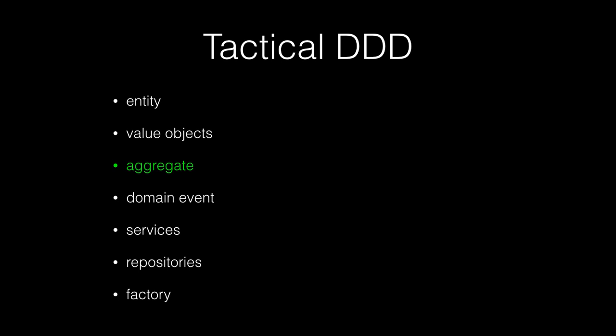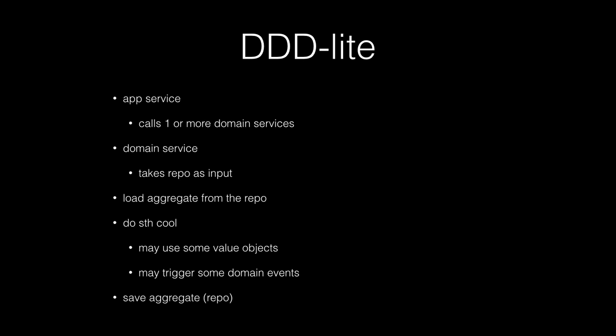So the tactical DDD, the DDD-lite, consists of several patterns. I listed some of them. I made the aggregate green because I think that's the most useful concept here. So we can think in aggregates, which we'll talk about later. And DDD-lite flow looks like this.